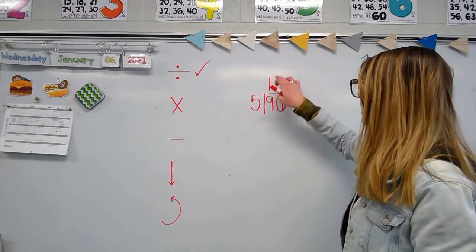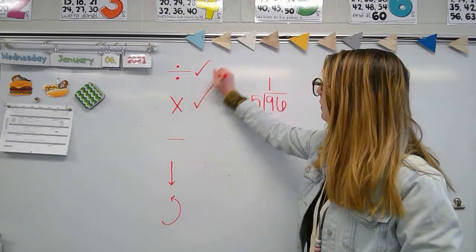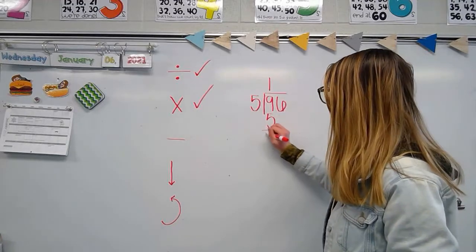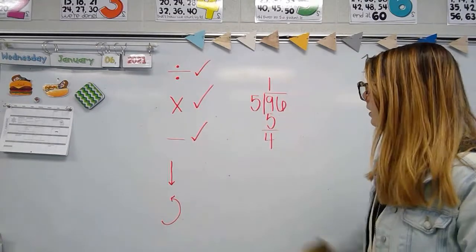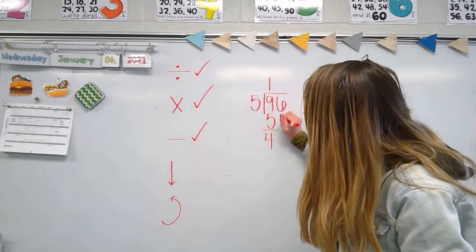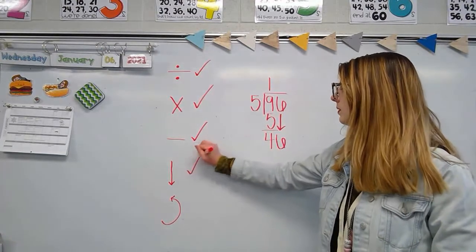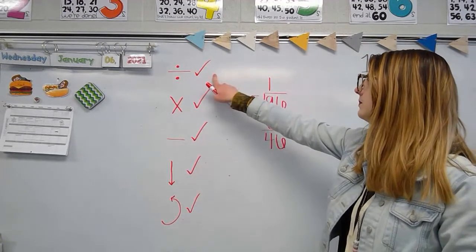Multiply. 5 times 1 is 5. Subtract. 9 minus 5 equals 4. Bring it on down, and bring it on back. All right, let's start from the very beginning again.